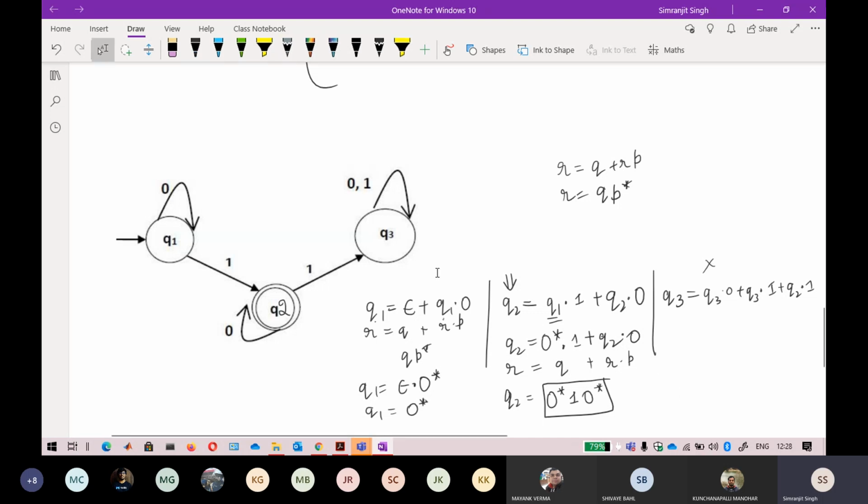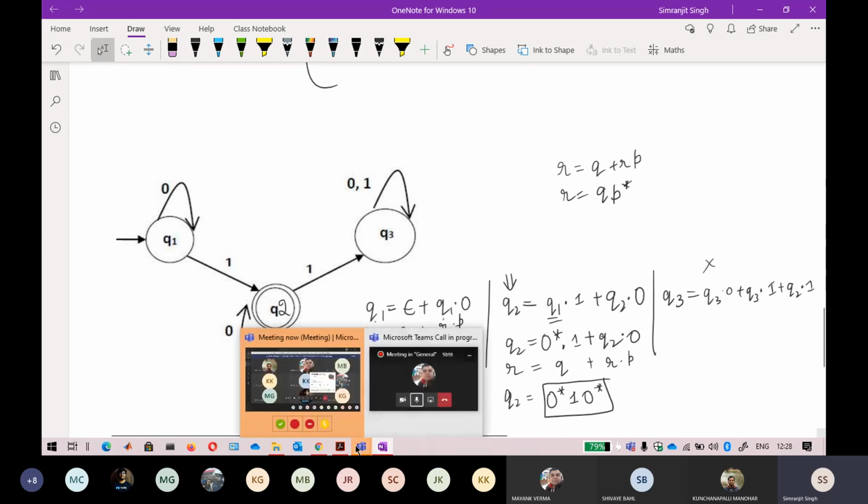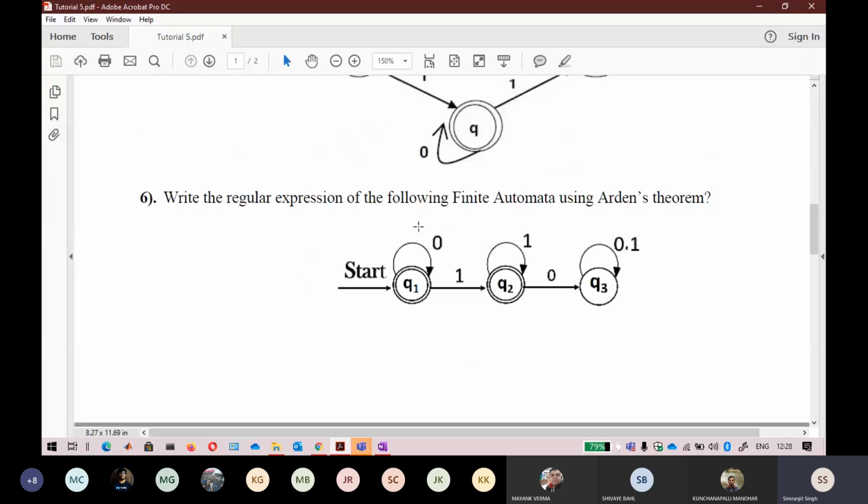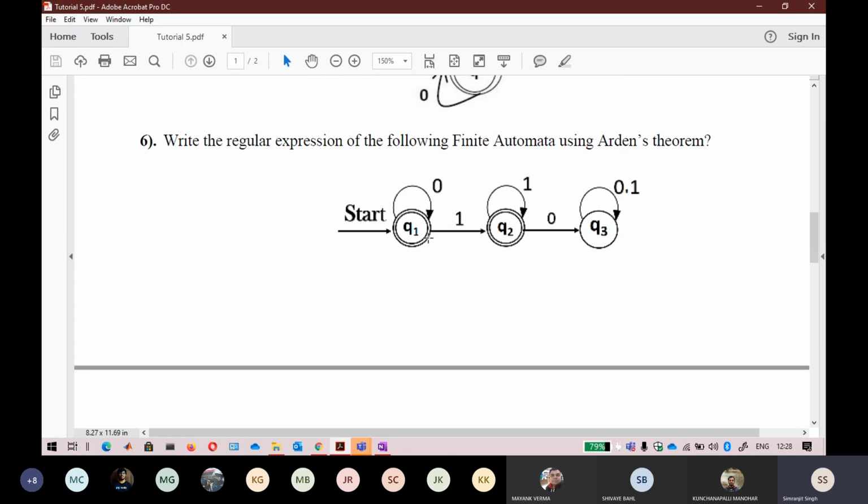So again, you can see that it is very easy to apply Arden's theorem. Just do some practice about it. The sixth question, I think you should do it yourself because this is again based on Arden's theorem. So again, the concept of two final states is there. Whatever you get here and whatever you get here, take out the answer of each and combine them by adding a plus sign.